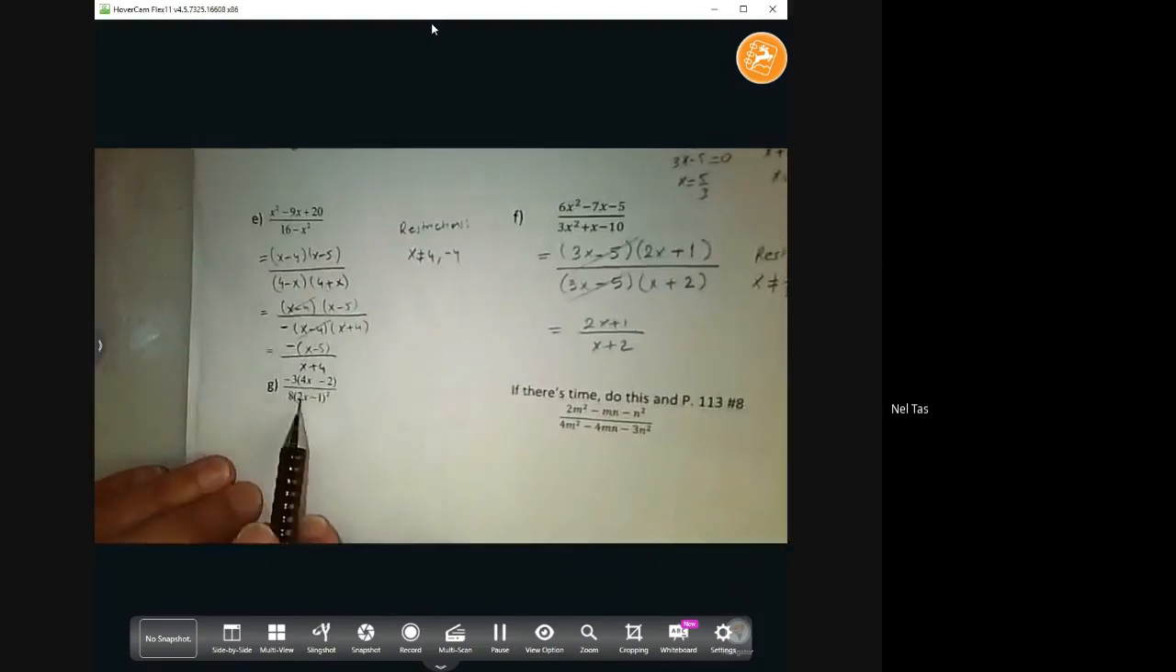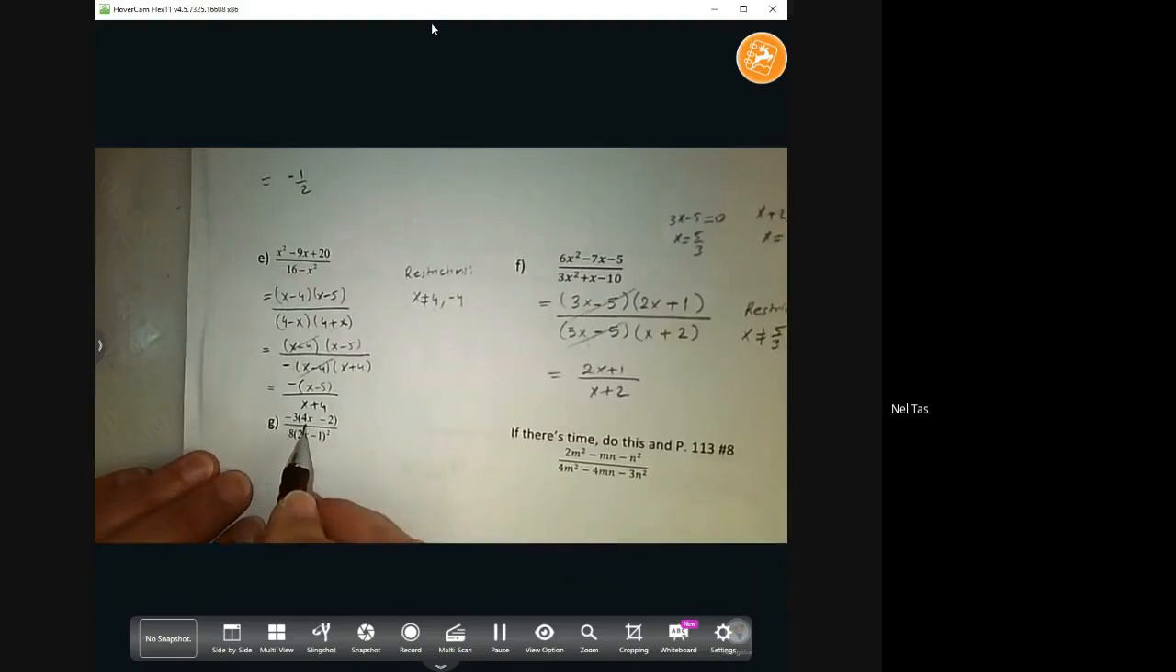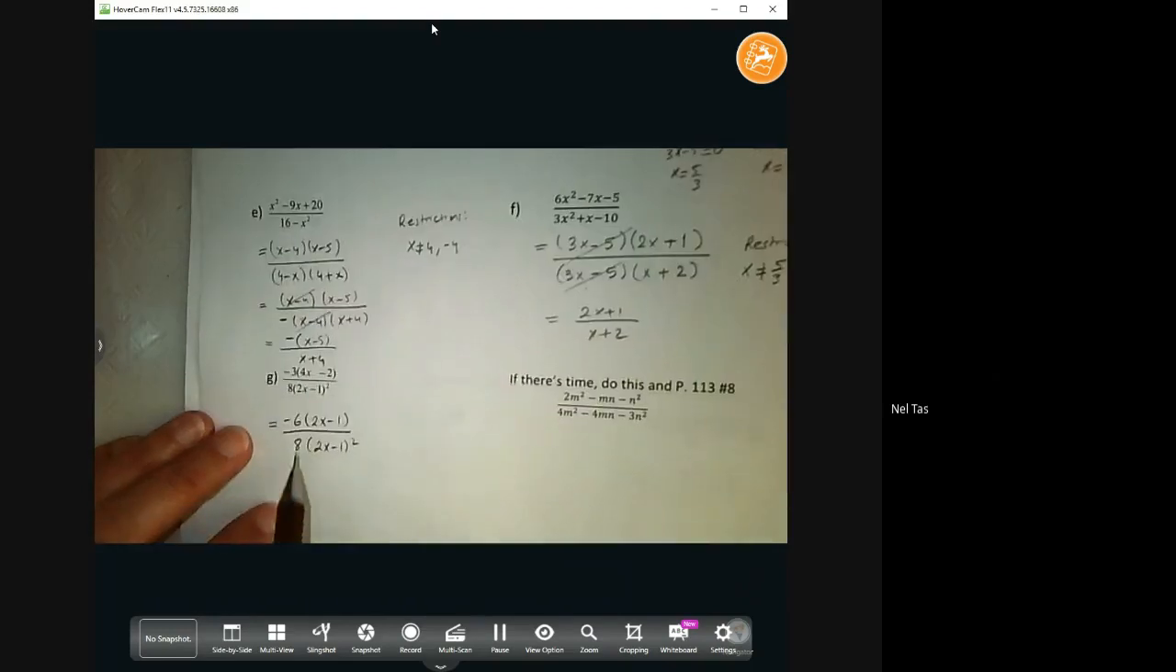Okay, let's look at G. We see that 2 is a common factor in this bracket. So I'm going to take the 2 out. 2 times negative 3 gives you negative 6. So negative 6, 2x minus 1, and the denominator is the same. Okay, now you can simplify the numbers. 6 and 8 give you negative 3 and 4.